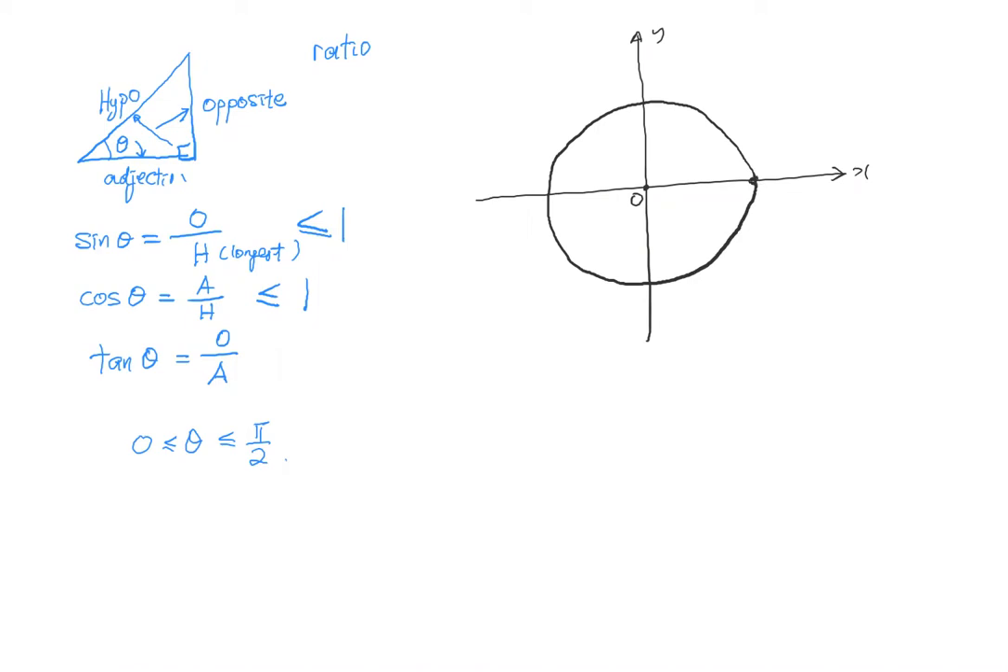Okay, so what is the coordinate of this point A? 1, 0. How about point B? 0, 1. Okay. How about point C? -1, 0. How about point D? 0, -1.